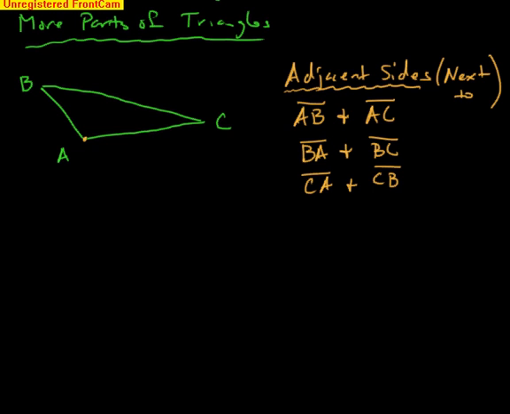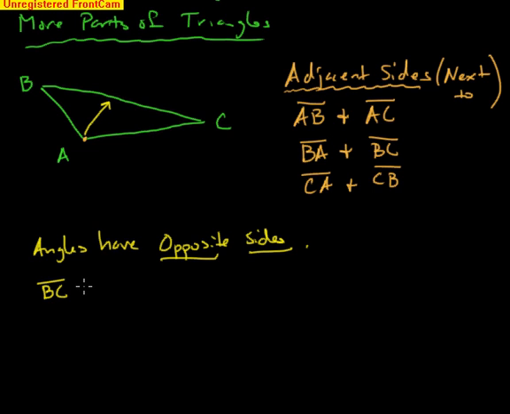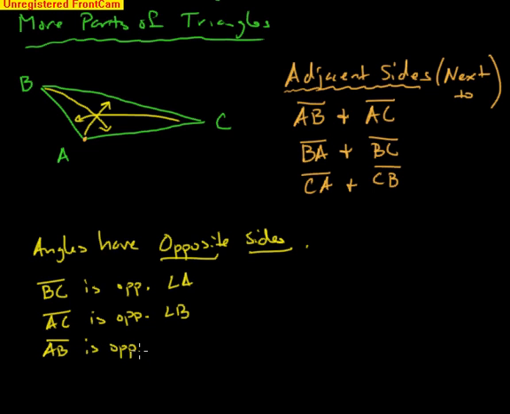Now, what about opposite sides? Angles have opposite sides. Okay? Angles do. So if we look at angle A, the side opposite of angle A is the one across from it. So BC is opposite angle A. Okay? If we look at angle B, AC is opposite angle B. And if we look at angle C, AB is opposite angle C.